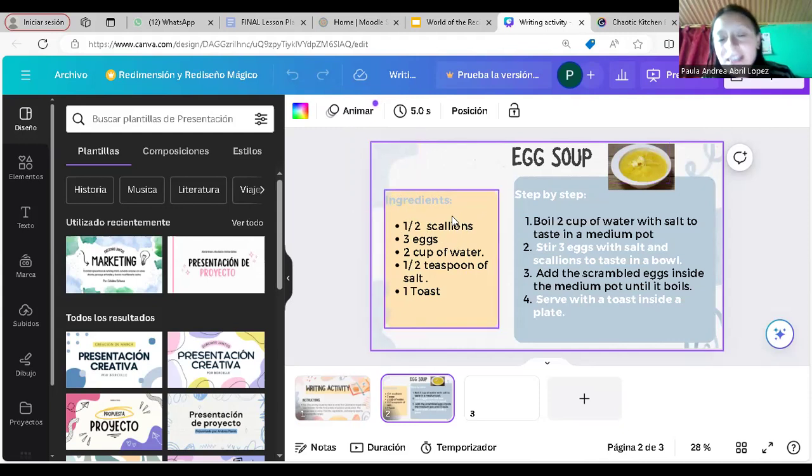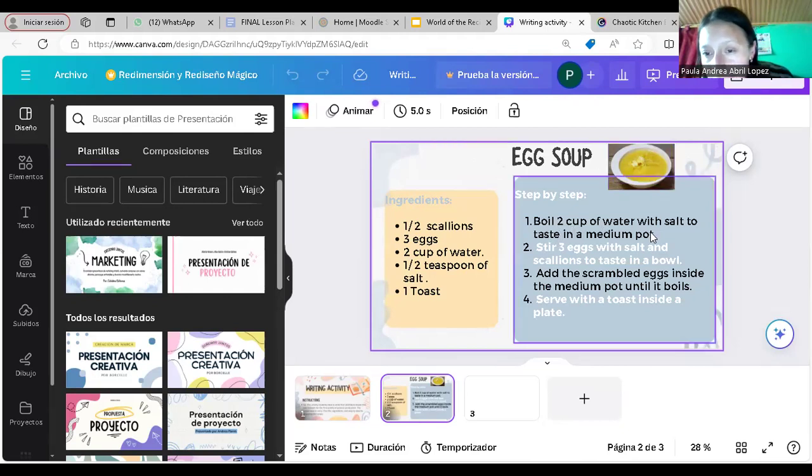The only thing that is different in this recipe is that you don't have to add milk, and the eggs are different. For example, they are scrambled eggs, not cracked eggs inside the pot. You just have to boil the water and stir the eggs in order to make scrambled eggs and serve with a toast like a changua. And well, you have the other page.